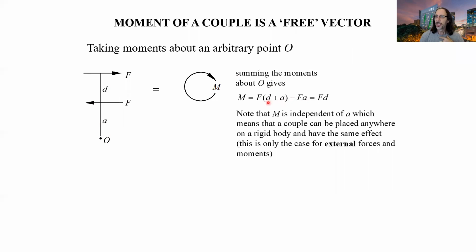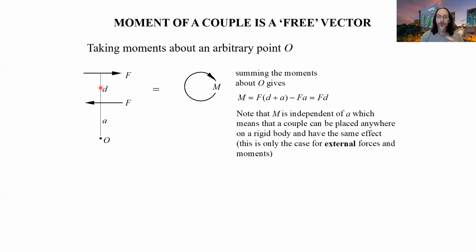Okay, so if we do our maths here, we can see we're going to get F times D plus F times A minus F times A. So we end up with F times D. Right, and we would have ended up with this result no matter where we took moments about. We could have put point O up here, we could have put point O out here, we could have put point O in the middle.